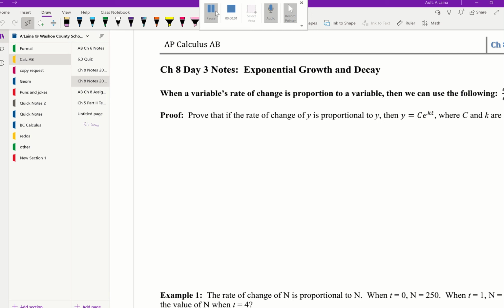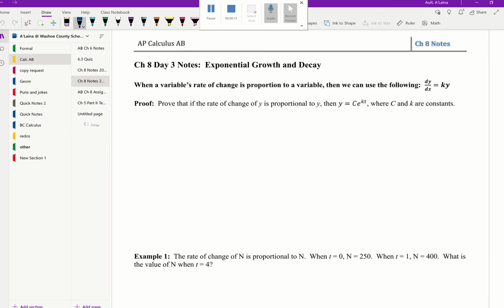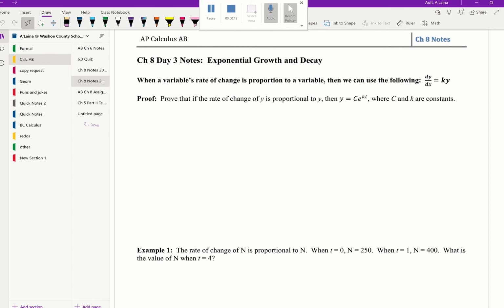Welcome to the 8.3 notes for exponential growth and decay. If you are a student who's taken the AP exam in 2021, this is an optional lesson for you. For other years, this would be a required lesson.